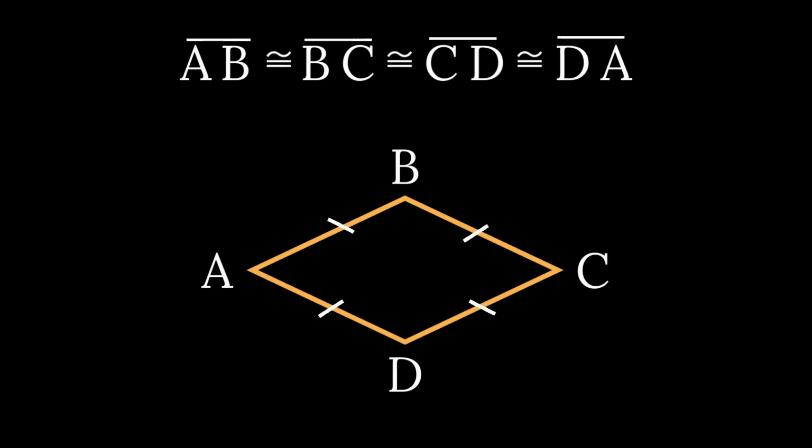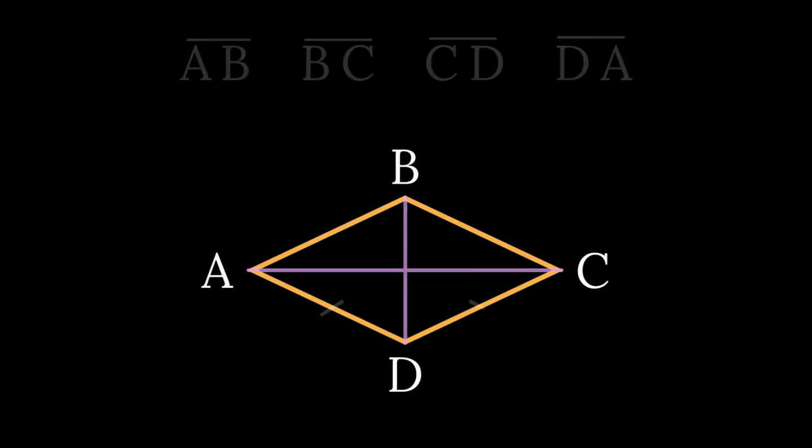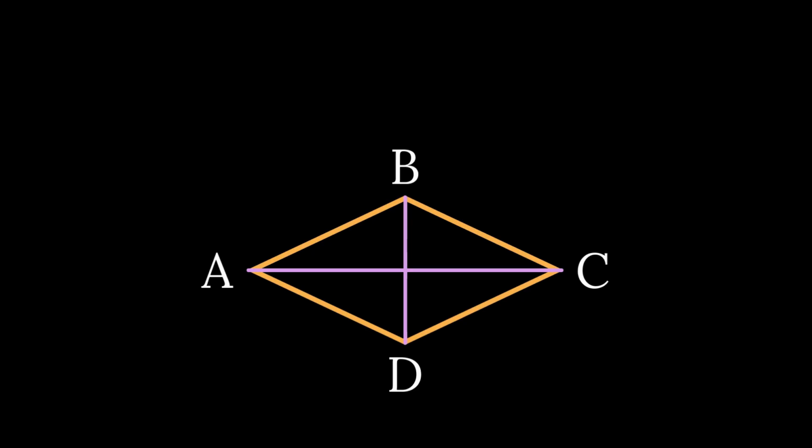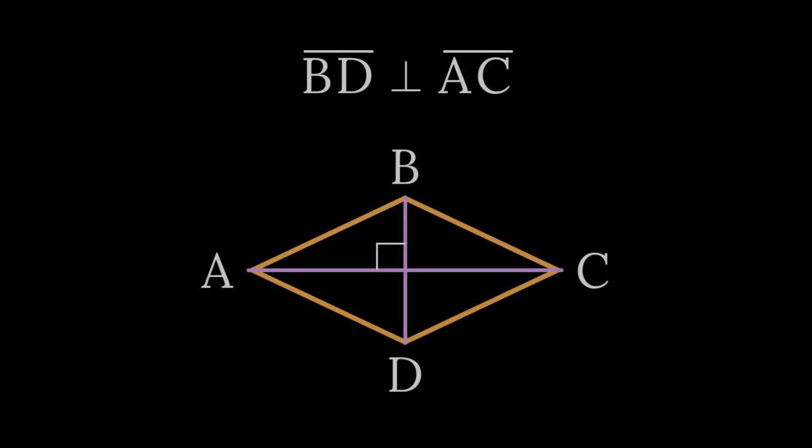Going on to the second property, let's say we now introduce diagonals BD and AC. Using the perpendicular diagonal property, we can declare that segment BD is perpendicular to segment AC, and vice versa, which means that segment AD is also perpendicular to segment BD.